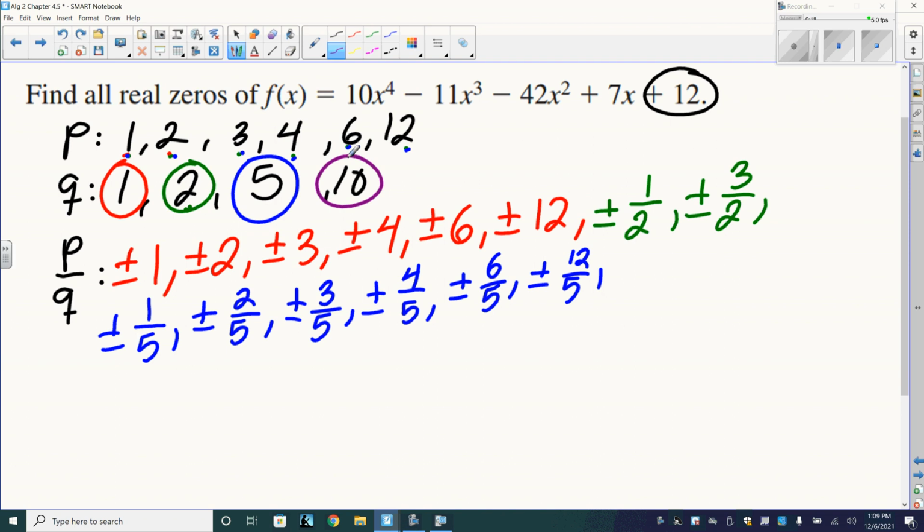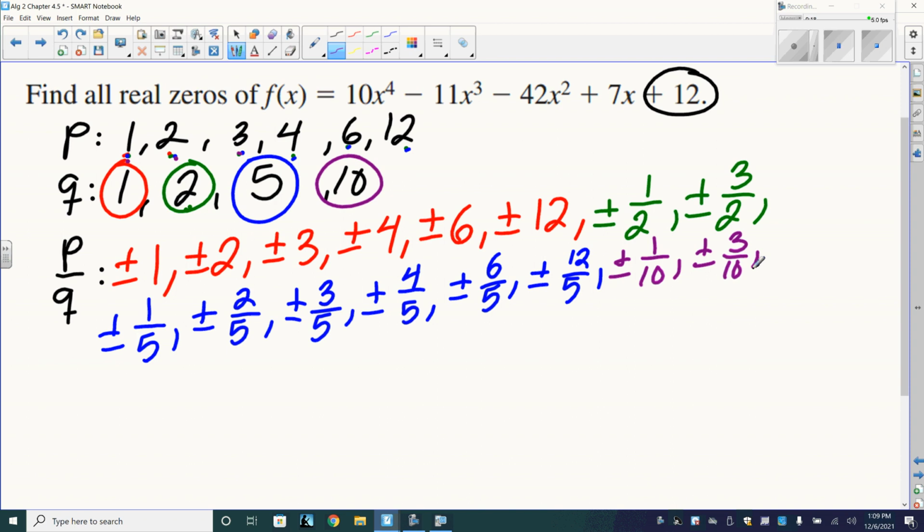Now the last one we have is 10. So we can start out with 1. So we do 1 divided by 10 is going to be plus or minus 1/10. Now we can look at 2. Well, 2 divided by 10 is 1/5. Do we have it? Yes. Then we can look at 3. Well, that'd be plus or minus 3/10, because that won't reduce.